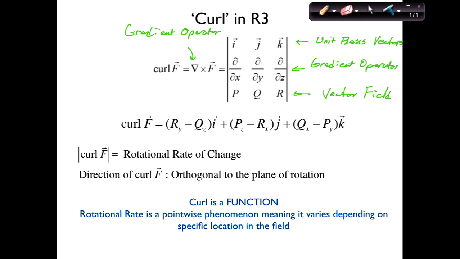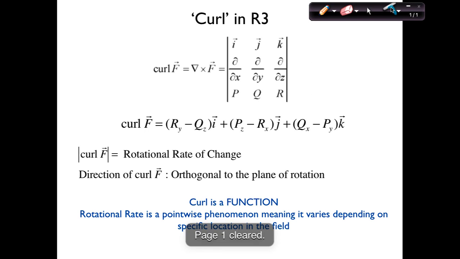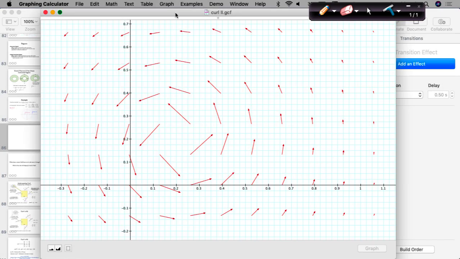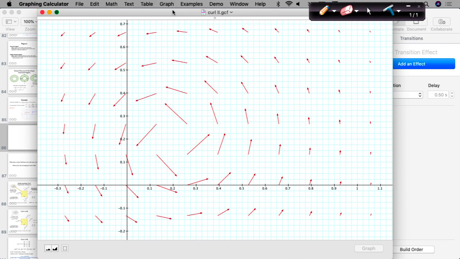Okay, so here's an example. We'll do a couple, this is an R2 example. So here's a vector field. And so, is the curl positive or negative? Positive. Why is it positive? Because we're going counterclockwise, right? We're going counterclockwise. Well, let's take a closer look at that.